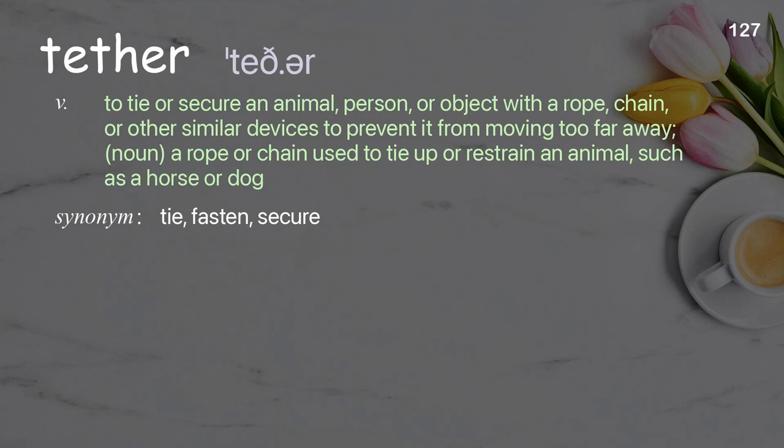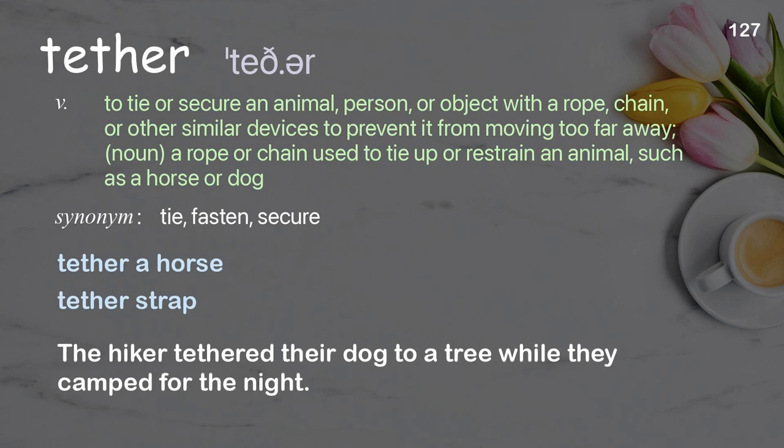Tether. To tie or secure an animal, person, or object with a rope, chain, or other similar devices to prevent it from moving too far away. Noun: a rope or chain used to tie up or restrain an animal, such as a horse or dog. Examples. Tether a horse. Tether strap. The hiker tethered their dog to a tree while they camped for the night.